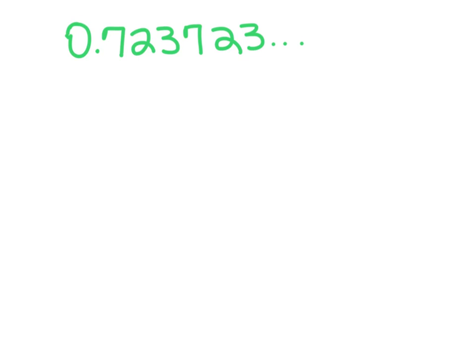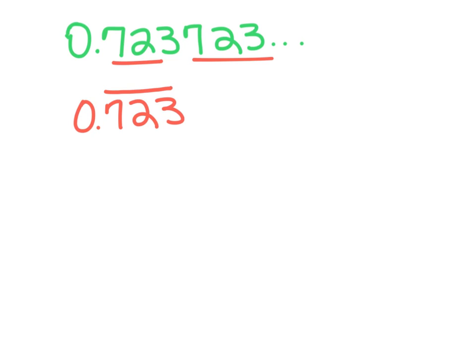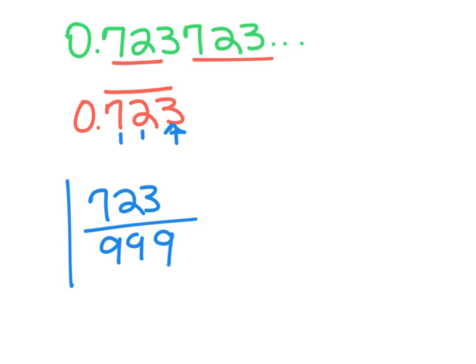All right, our next one, we have 0.723723, and then so on. So if I take a look at it, 723 is what's repeating. So I'm going to write 0.723 with my line over all 3 digits. All right, now I'm going to look what place it ends in. It's the tenths, hundredths, thousandths. So it's the thousandths place. So when I write my answer, the 723 repeats, and then 1 less than 1,000 is 999. So this is my fraction.